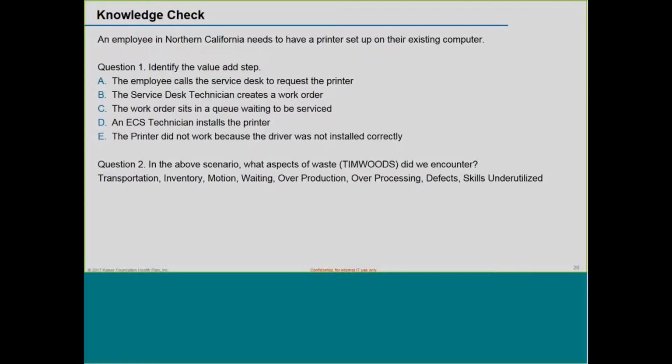Well, the service desk technician created a work order. That's motion waste, right? They had to actually have movement within their process to complete their task at hand. The work order sat in a queue until someone resolved that. That resulted in the customer waiting, the work order itself waiting to be processed, right? Actually, even when the technician installed the printer, again, we had motion wastes. In E here, we can clearly see that there was a defect because the printer, in the end, did not work. What if we think even more high level? There had to be transportation in order to get the computer from wherever that computer was being stored to the customer.